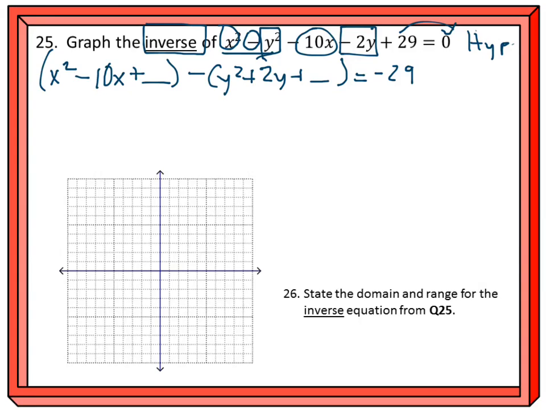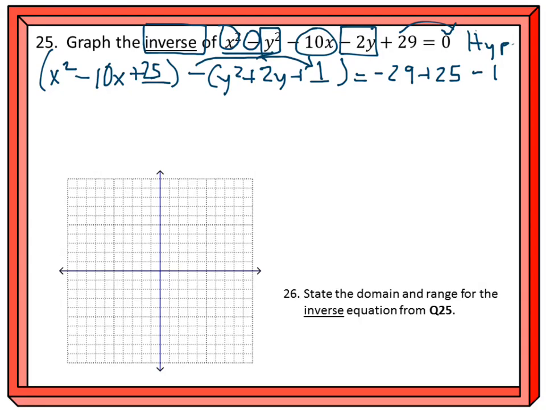Alright, so let's complete our squares. In the first one, take half of negative 10, negative 5, square it, I get 25. So I have to add 25 to the other side. Okay, on the y squared, take half of 2 is 1, 1 squared is 1, but I didn't really add 1, and this was a very common mistake that people made. I subtracted 1, because the negative sign needs to be distributed through the parentheses, so I need to subtract 1 from the other side as well.